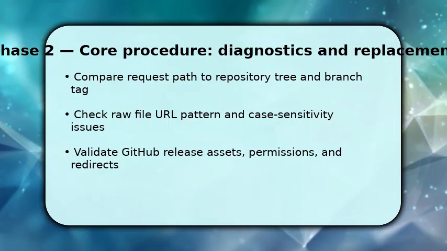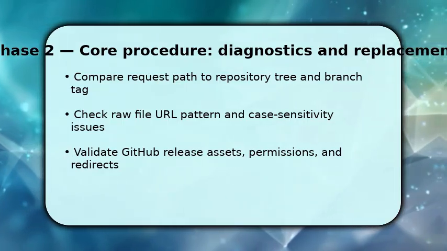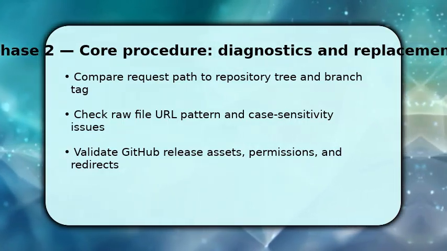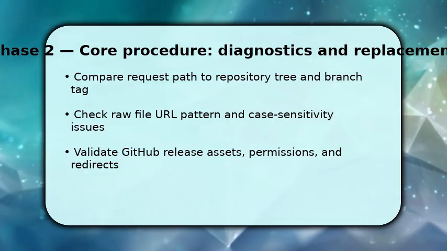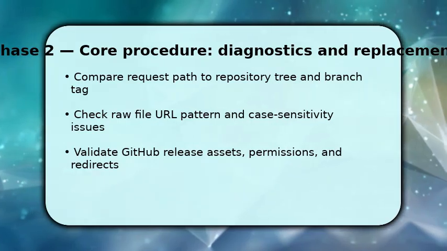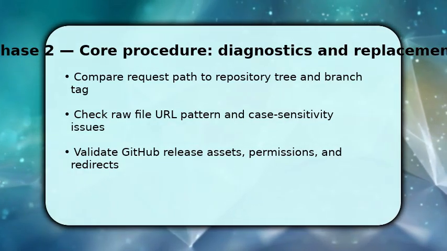Make sure the path and file name casing match exactly, because Git is case-sensitive and Windows masking can hide errors. Then test the raw file URL pattern. Replace blob with raw or use the releases /assets pattern, depending on what Tinytask expects.